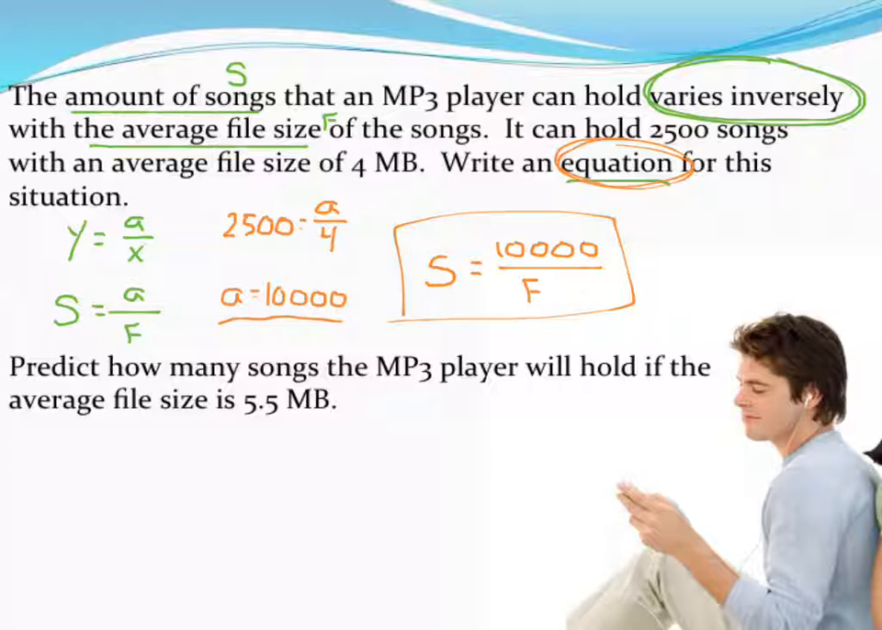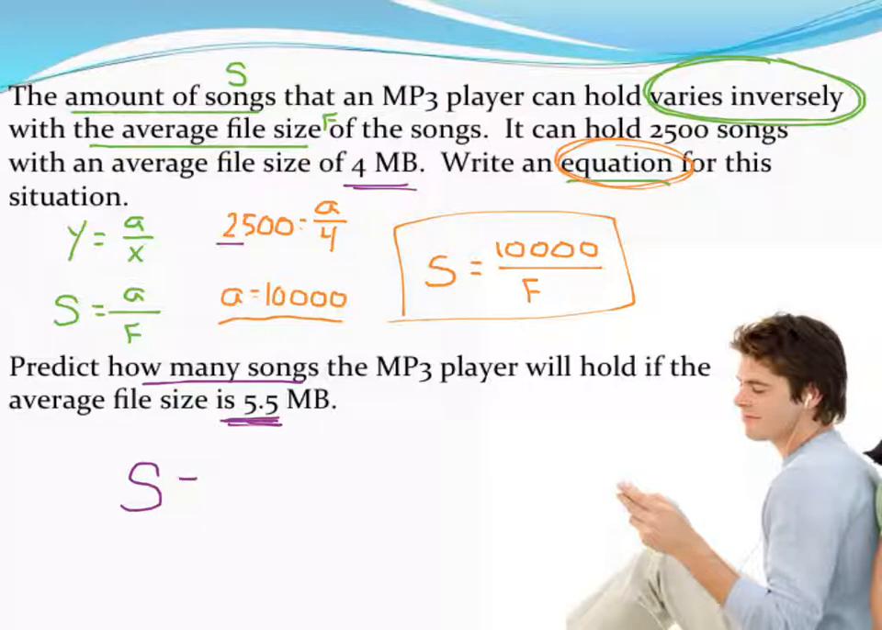So this time they ask us how many songs can it hold if our average file size is increased to 5.5 megabytes. Well, even before I answer that question, here's what I want you to think about. Since my average file size has increased, it's gone from 4 megabytes up to 5.5 megabytes. Since that's gone up, the number of songs that I hold should go down. It should be something smaller than 2,500. So I'll know if I get something bigger, something's gone wrong. So let's see what happens.